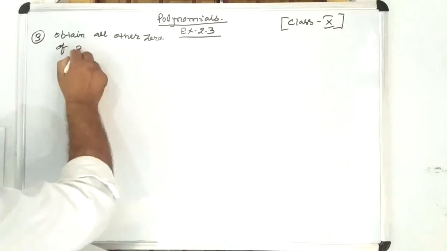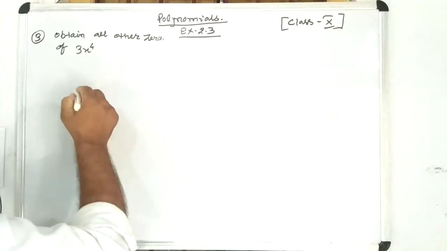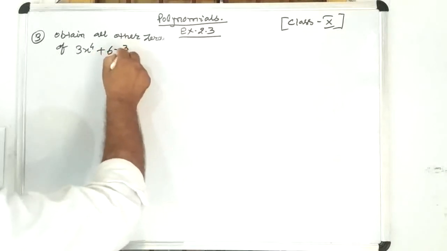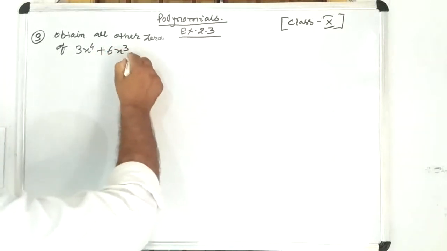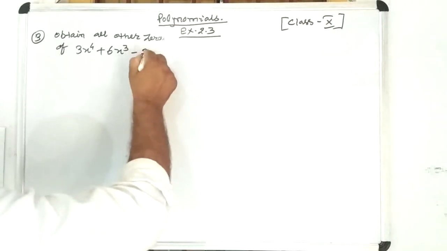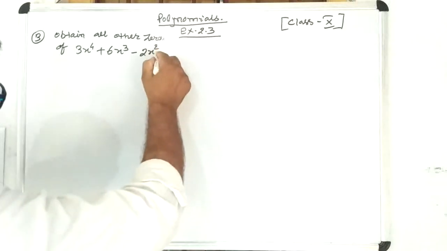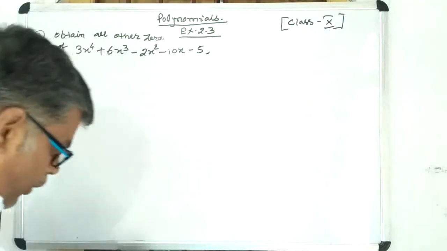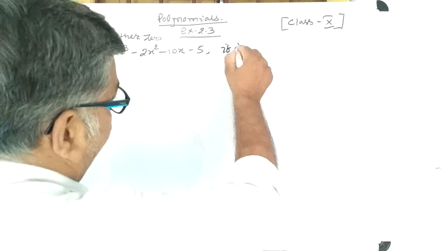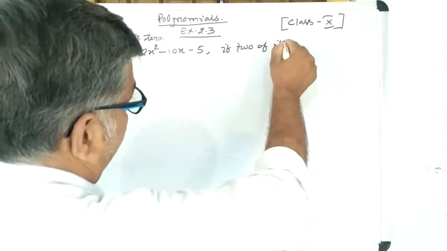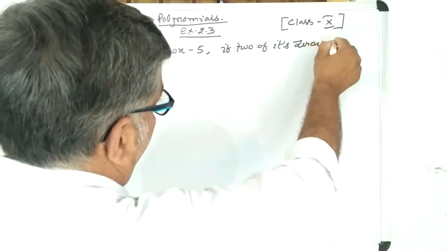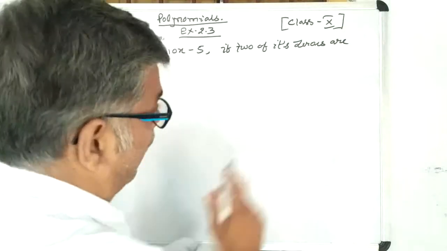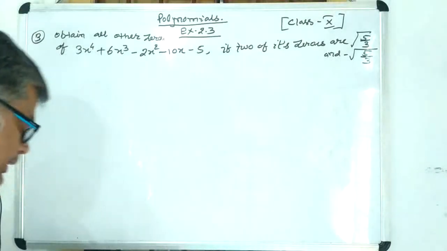3x to the power 4 plus 6x cube minus 2x square minus 10x minus 5, if two of its zeros are under root 5 by 3 and minus under root 5 by 3. This is the question.